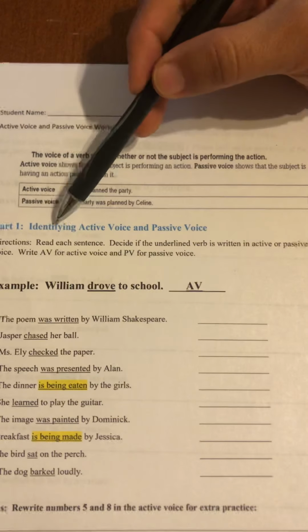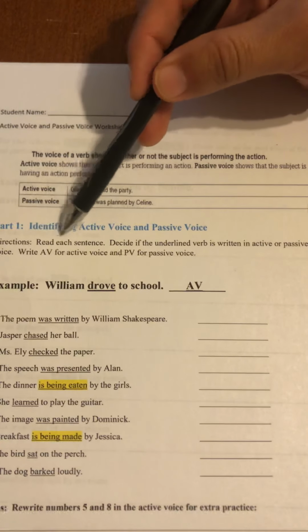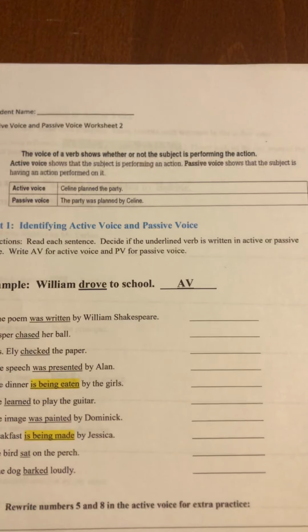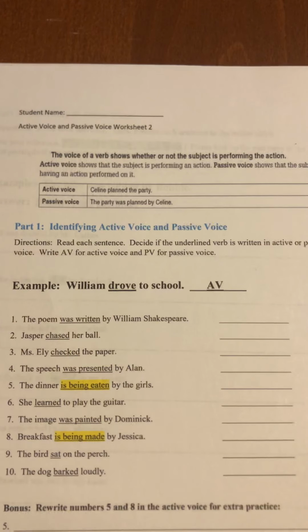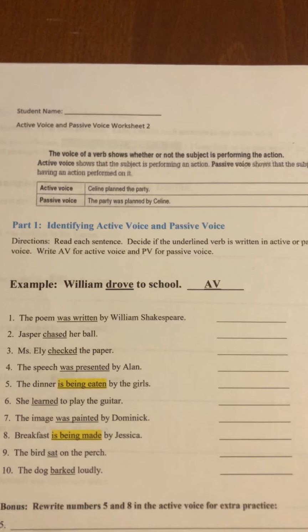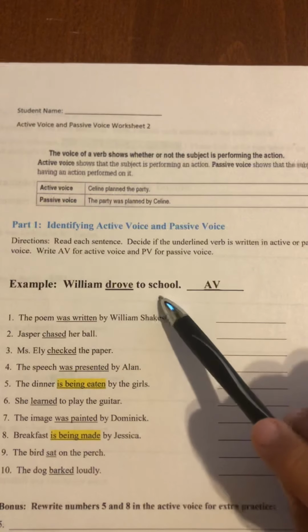All right, so part one, identifying active voice and passive voice. You're gonna read each sentence and then describe if the underlying verb is written in active or passive voice. Write AV for active voice and PV for passive voice. And let's look at our example here. Our example reads, William drove to school.